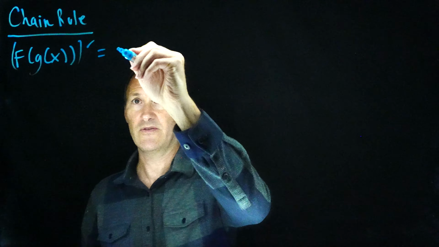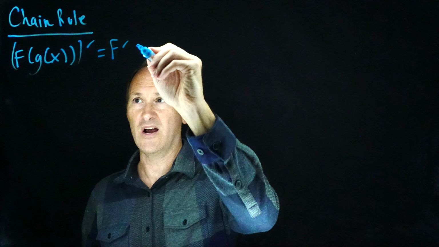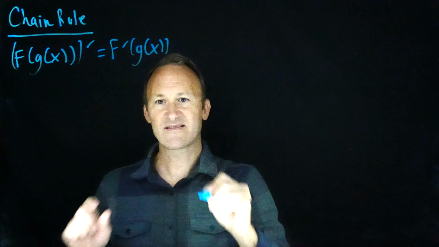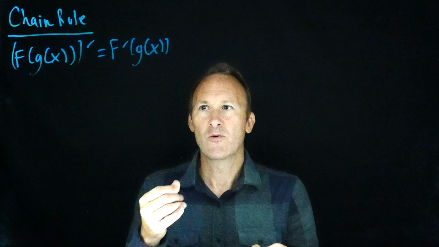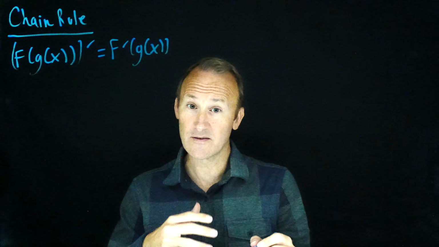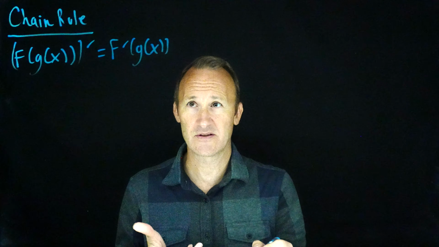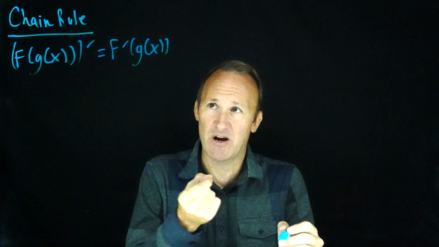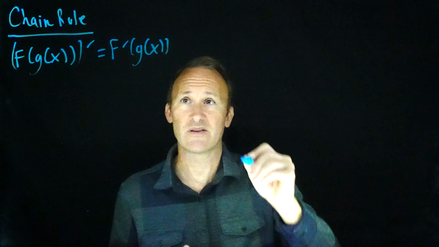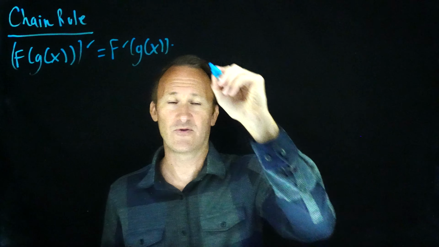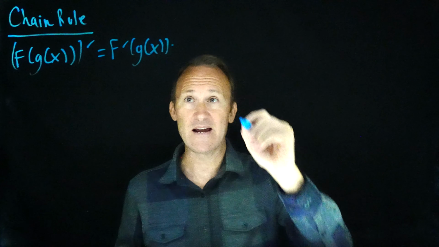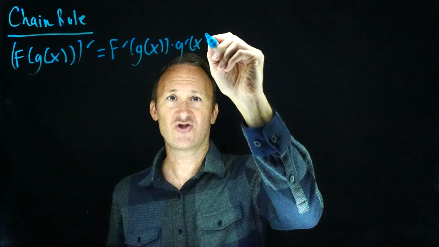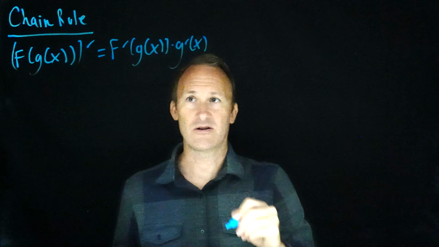Certainly, it's the derivative of your function, which is f prime of g of x. But that's not all, because we've got this other function that we also need to take into account. If we're looking at how the overall function changes when you change x by a little bit, certainly g is influencing that. And the way you account for that influence is you multiply by g prime of x. That is the chain rule in action.